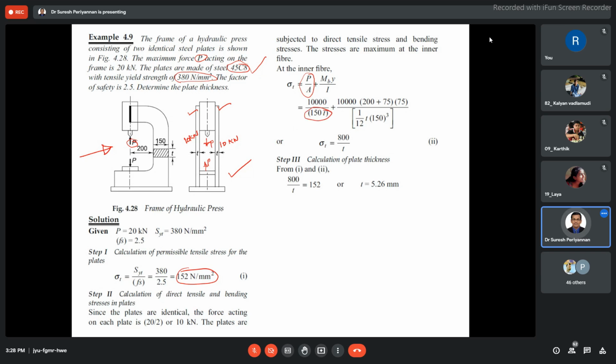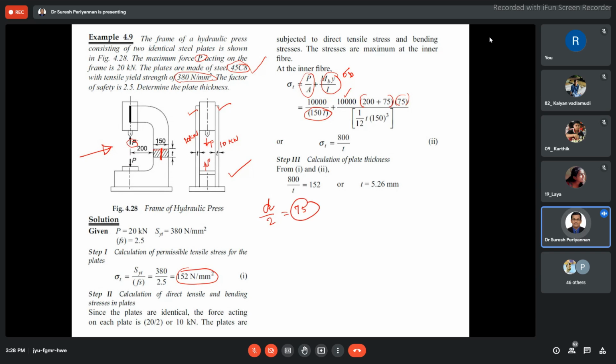Now we have to find out the bending stress. This is the bending stress formula, sigma B. Here the load is 10 kilonewton, and how much distance? 200 plus 150 by 2, which is 75. We are taking the center, at the middle average. So 10,000 into 200 plus 75, and then the distance y is nothing but D by 2, which is our 75.